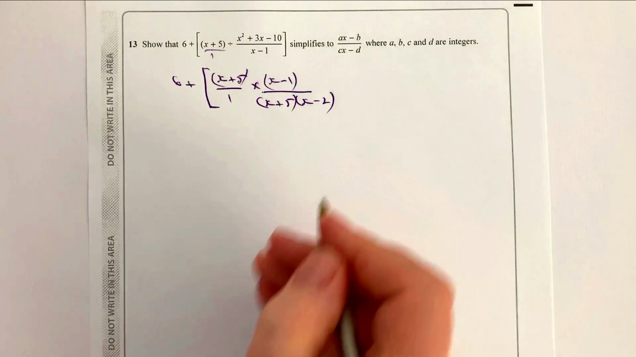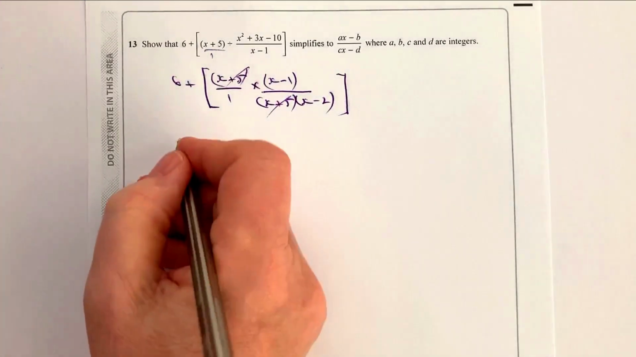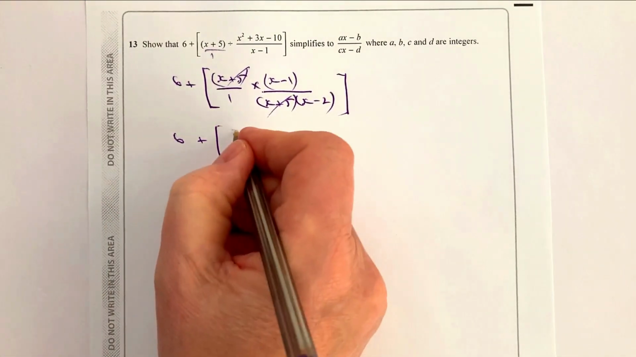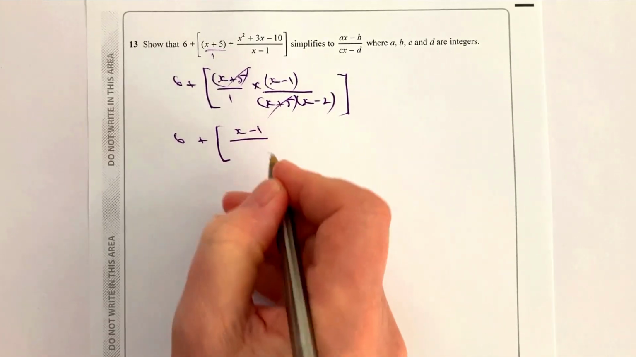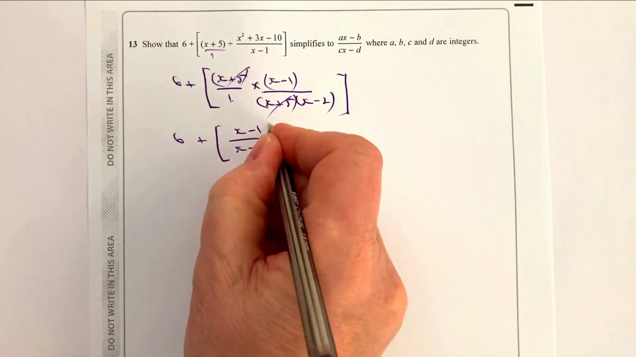And this is a very typical type of question because what happens then is it allows us to simplify this so that x plus 5 and x plus 5 can be cancelled through. So what I end up then with is 6 plus, and I've got basically these square brackets with x minus 1 on the top, and 1 times x minus 2 is x minus 2.